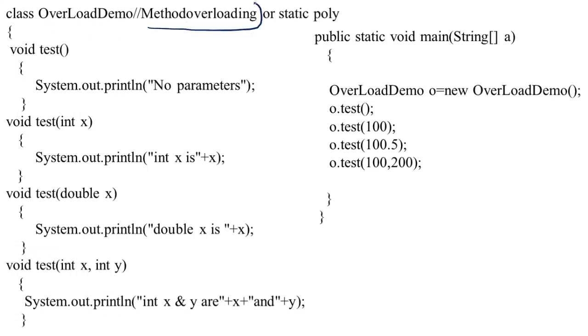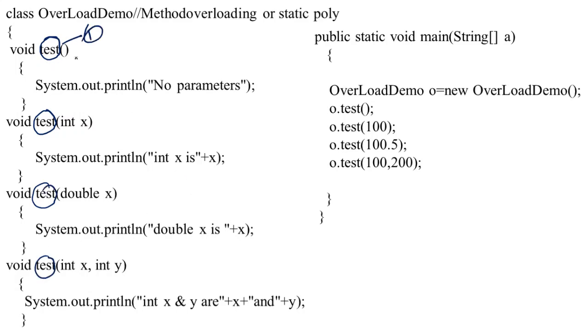This concept is known as method overloading, or I can say it is known as static polymorphism. This is the beginning of the class. What is method overloading? What is static polymorphism? What we were saying is that the methods must have the same name. Void test. What is the name of this method? The name of this method is test.